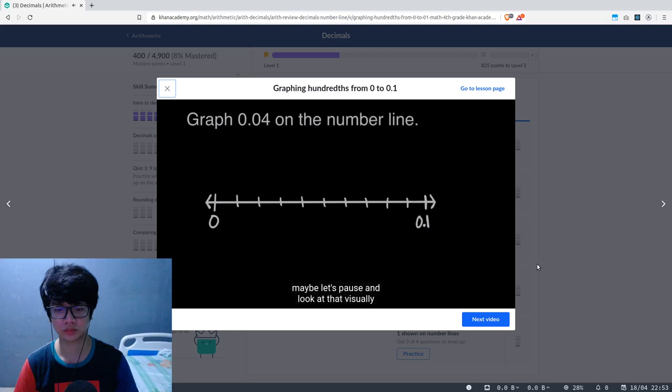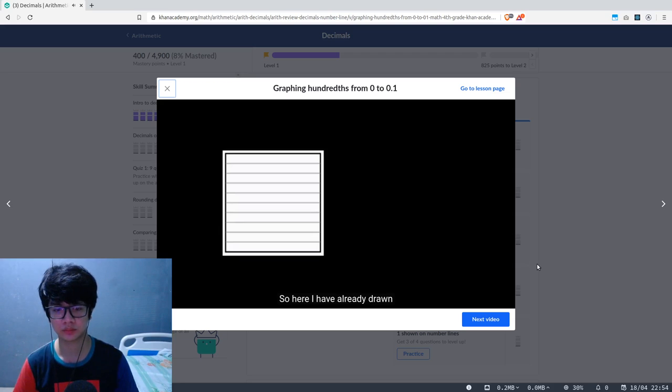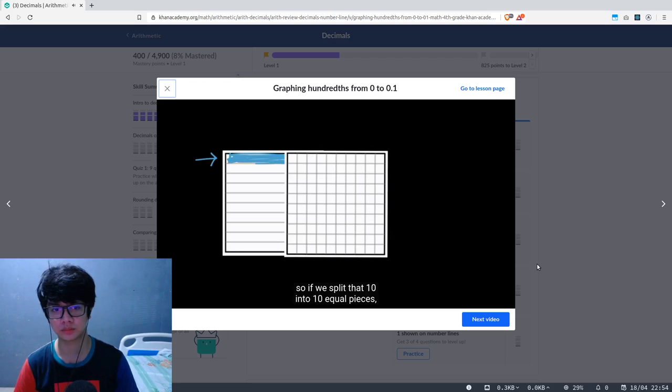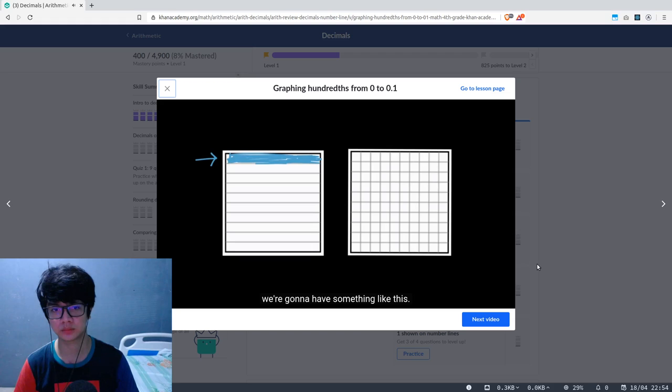Maybe let's pause and look at that visually and think about what a tenth of a tenth really means. So here I have already drawn a picture that's divided into 10 equal pieces, and if we shade one of them, then we're shading 1/10. This right here is 1/10. And this amount right here is what the number line showed. The whole number line showed 1/10. But then we had divided that tenth into 10 equal pieces.